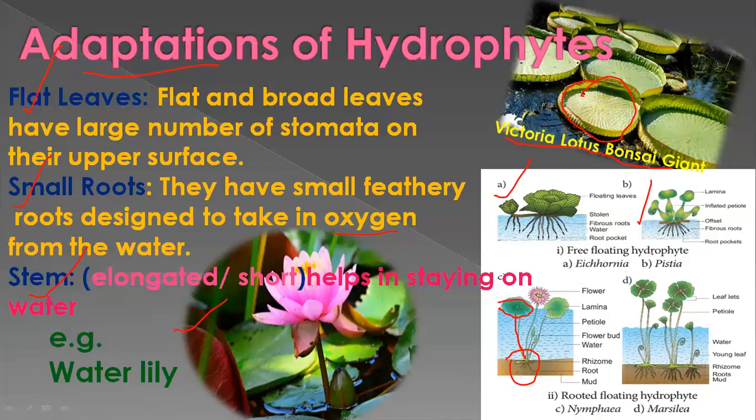So they are free floating hydrophytes because their roots are not fixed in the soil, but here are rooted but floating hydrophytes. They have these long stems called petioles, by which the leaf and the flower are attached. They are just hanging in the water. That helps the plants to stay on the water and float on the surface of the water. The very best example is the water lily.